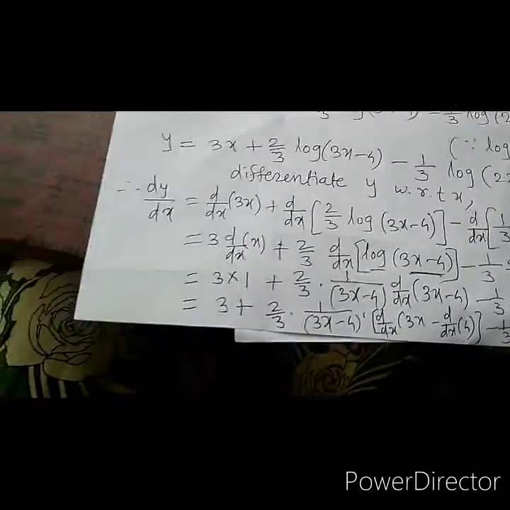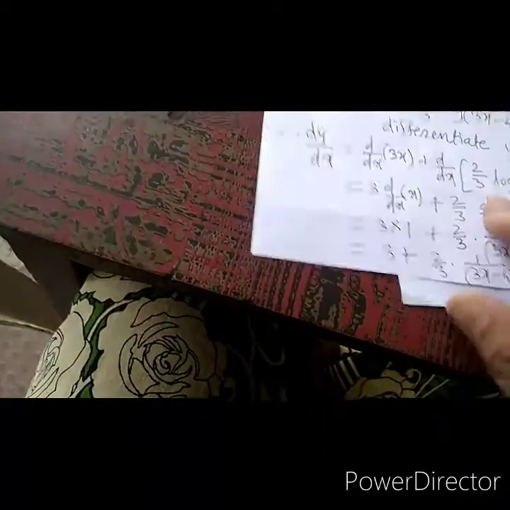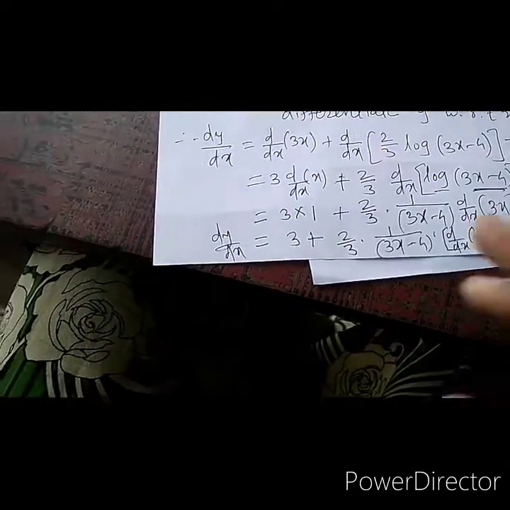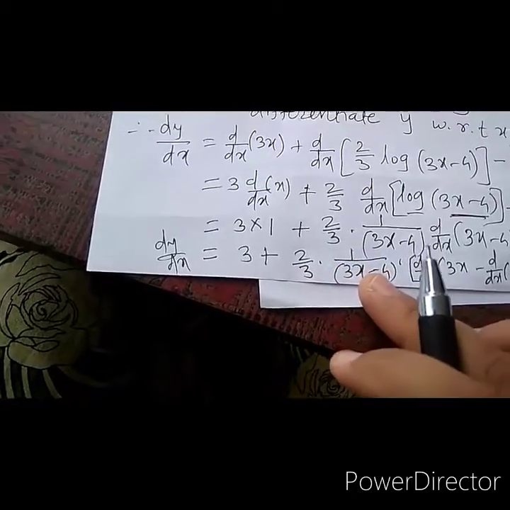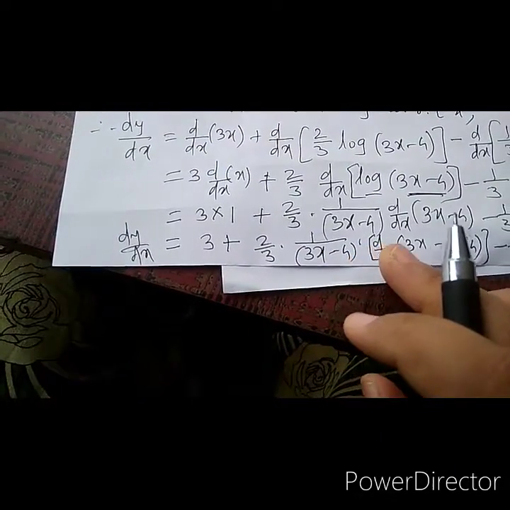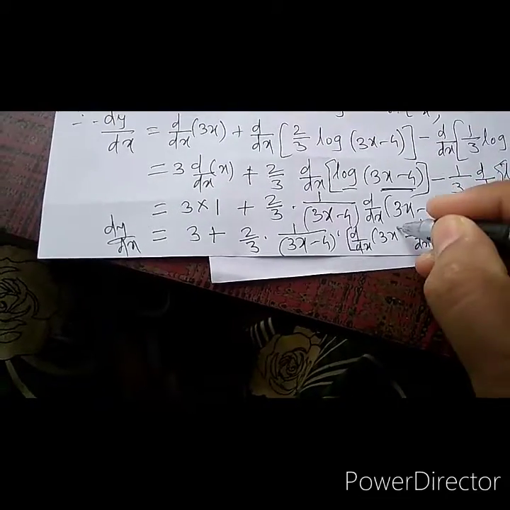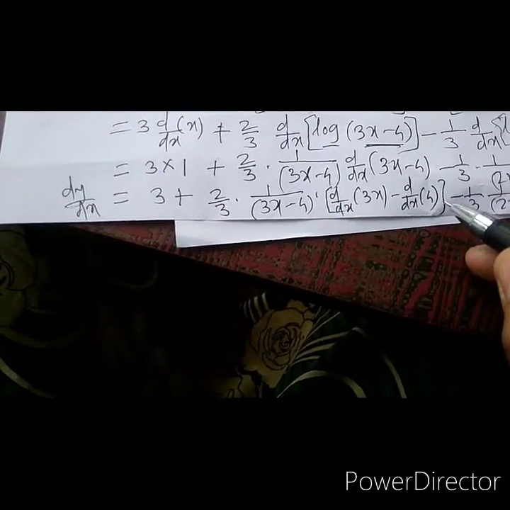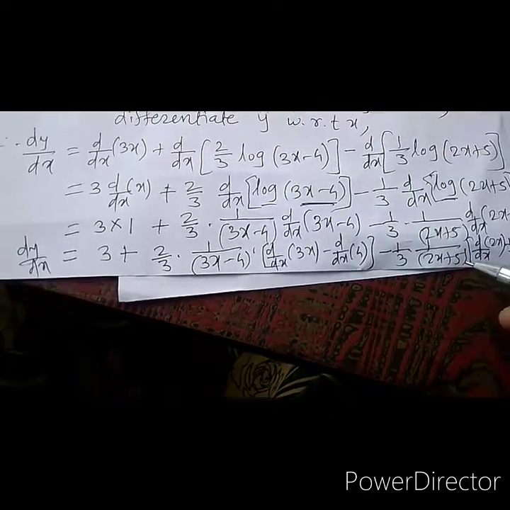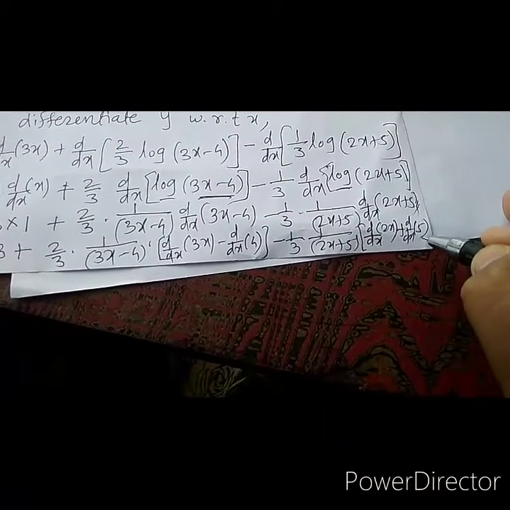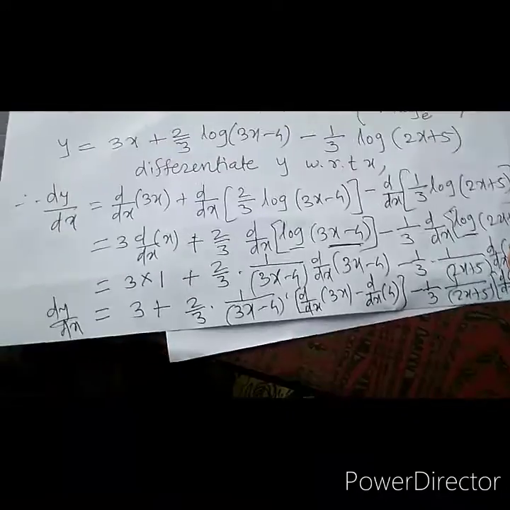Now we got dy by dx is equal to 3 plus 2 upon 3 into 1 upon (3x minus 4). We have to take the derivative of 3x minus d by dx of 4, minus 1 upon 3, 1 upon (2x plus 5). We have to take the derivative of 2x plus derivative of 5 with respect to x.